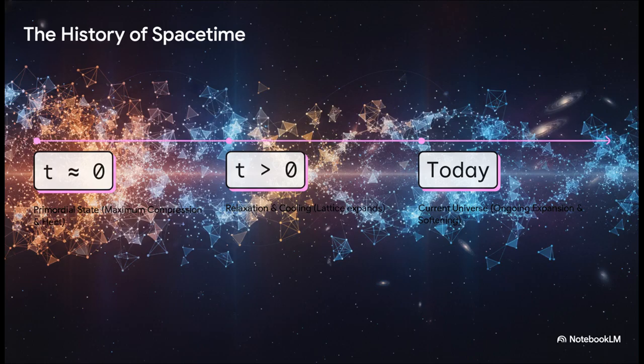So we can rewrite our whole cosmic story. It doesn't start with a bang from nothing. It starts with this primordial state of maximum compression and heat. Then, that state begins to relax and cool down, which causes the lattice to expand. And that process leads us right to where we are today, in a universe that's still expanding and getting softer. In this view, cosmic history is the thermal history of space-time.